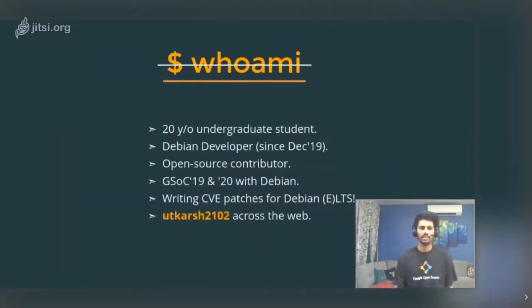So I'm Utkarsh, a 20-year-old undergraduate student. I'm a Debian developer since December last year. I started contributing to Debian in January 2019, and it's been 20 months so far, and it's totally an amazing journey. Besides Debian, I contribute to a bunch of other open source projects as well. I also did my GSOC last year with Debian itself, so this is my second time doing it with Debian. I also write CVE patches for Debian LTS and ELTS projects, and I go by the handle Utkarsh2102 across the web.